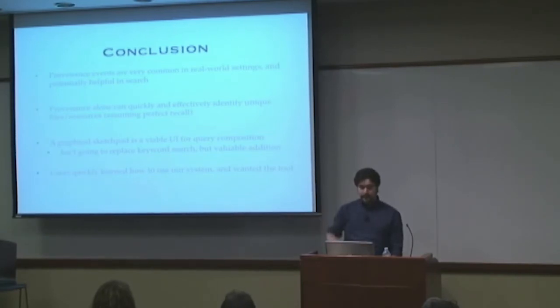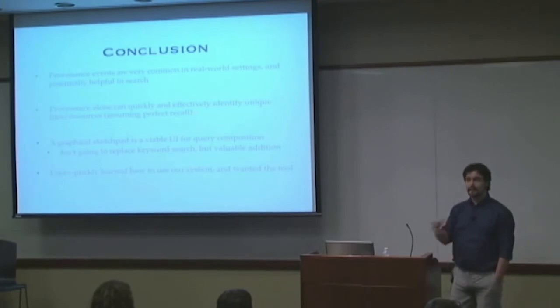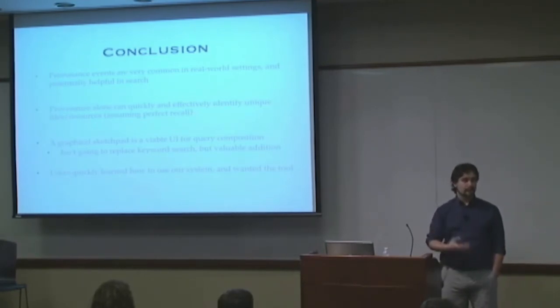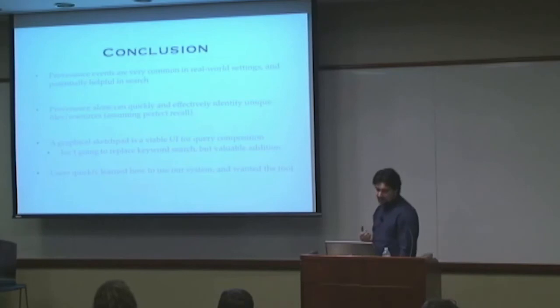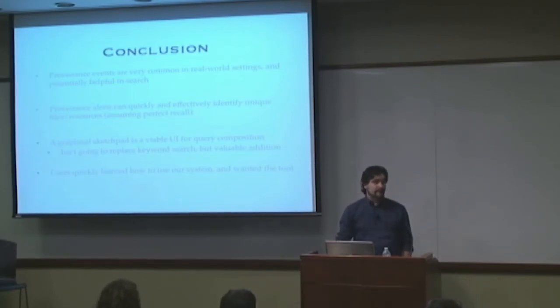So, our conclusions: provenance events are very common. We should be leveraging them, whether it's through this system or through something else, but they're there. People actually remember them. People want to talk about their files using this vocabulary. Using provenance alone, it's never going to replace keyword search. But for certain types of queries, certain types of exploration tasks, it's probably better than keyword. And a graphical sketchpad actually works. Hey, who knew? And it was very easy to learn.